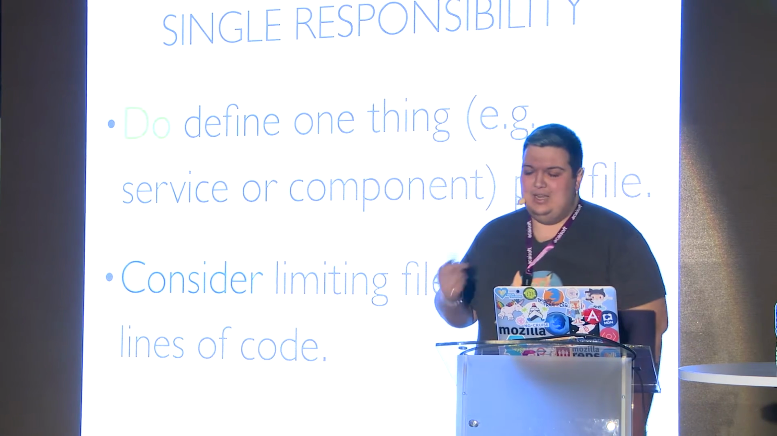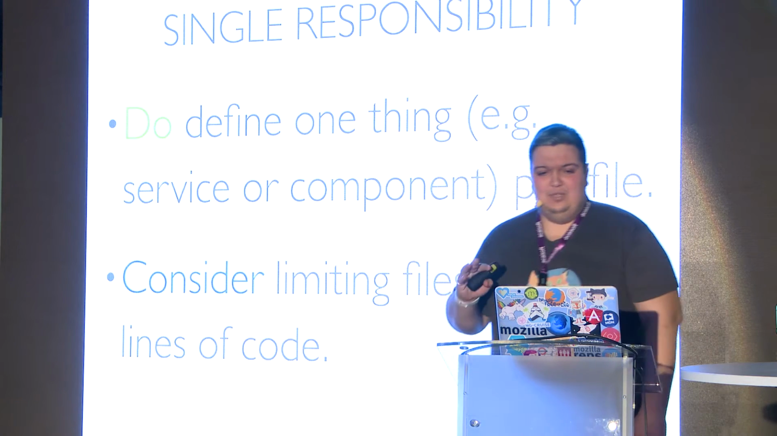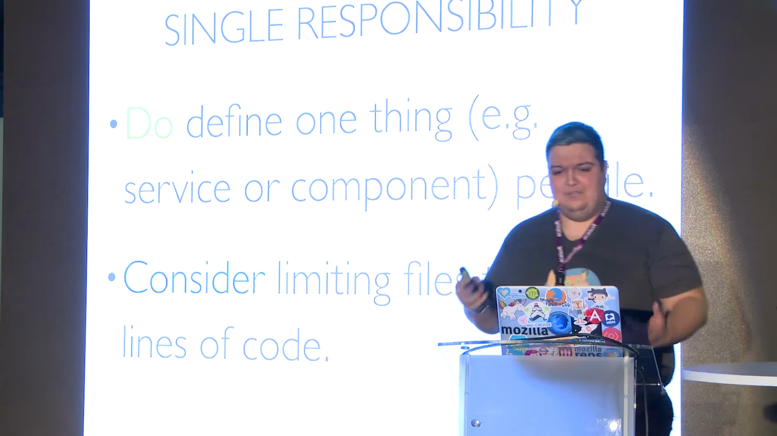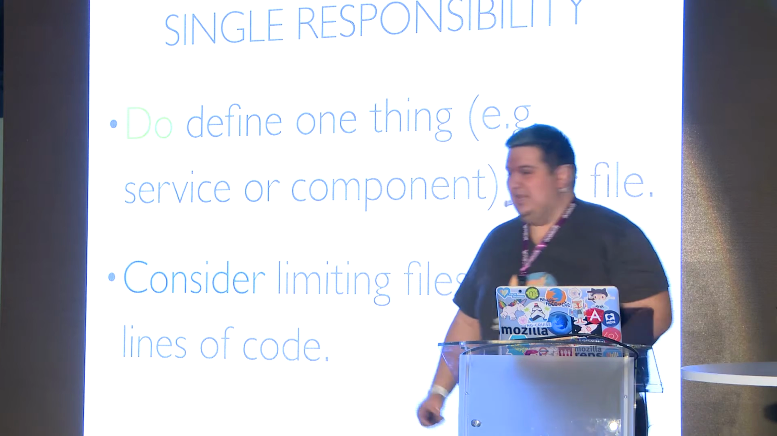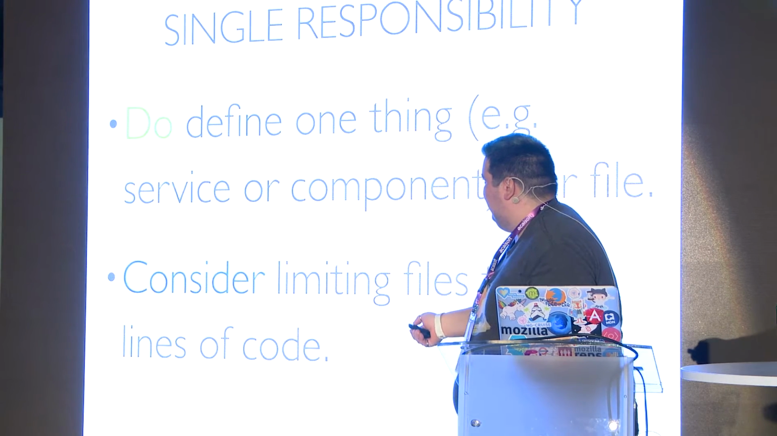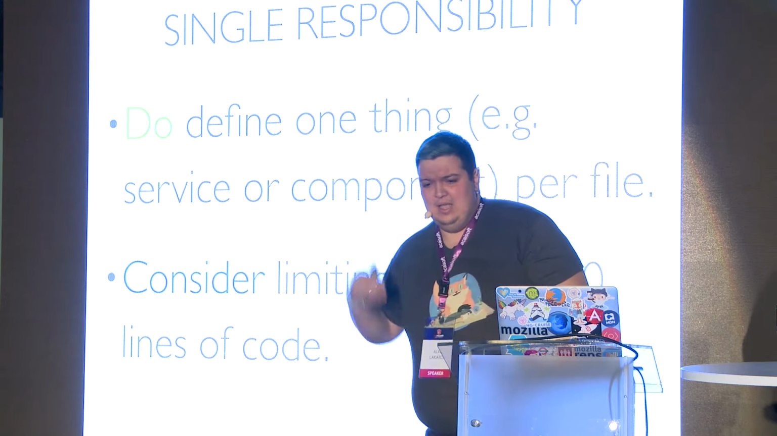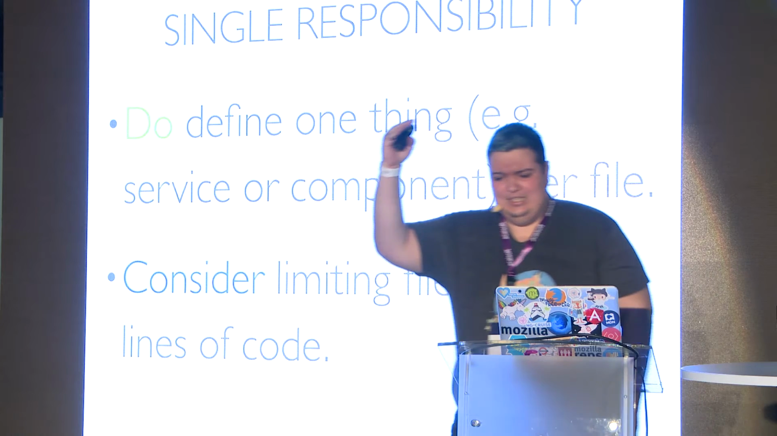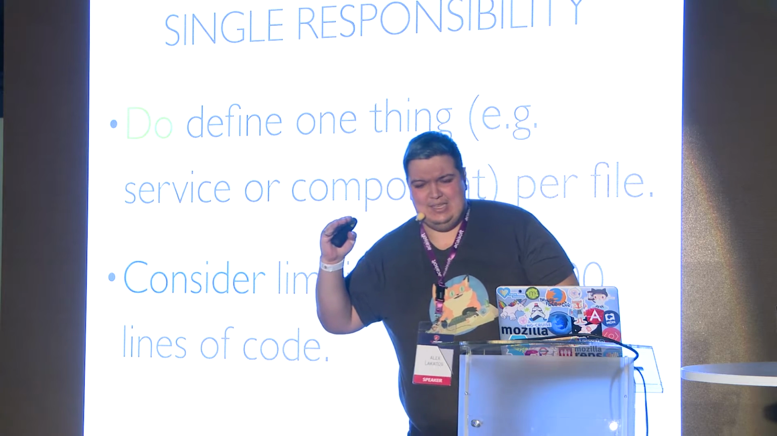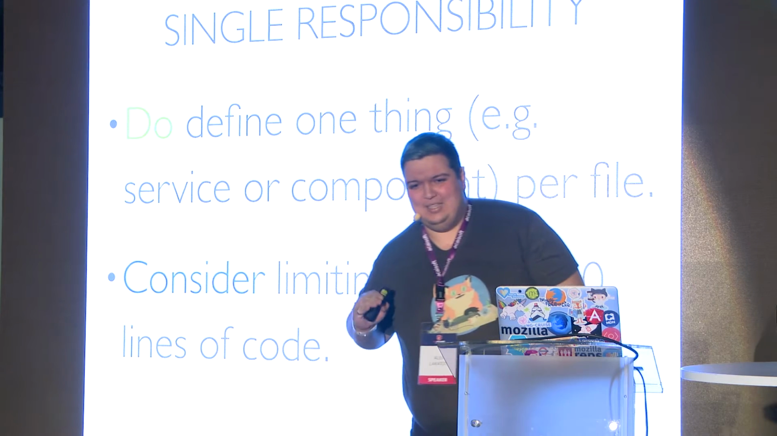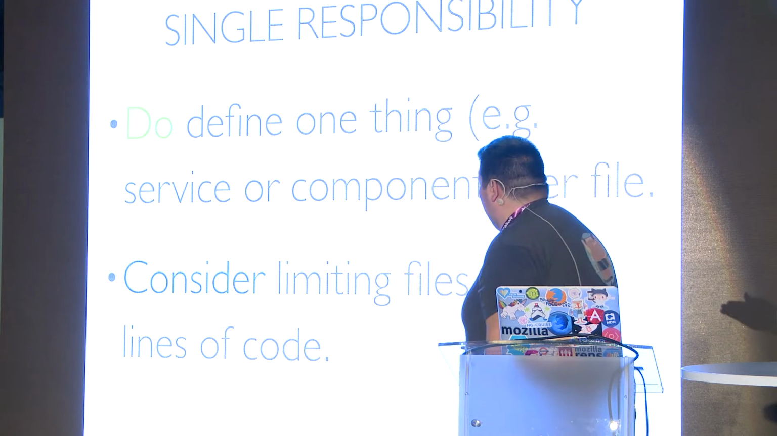So we're going to talk about single responsibility, and when it comes to that, we only have a couple of rules. One of them is do define one thing, like a service or a component, per file. And we try to limit ourselves to 400 lines of code. Now, you're going to see throughout my presentation green for do, blue for consider, and red for avoid. That basically means we try to do this. We're considering doing this on a case-by-case basis, and we do try our very best to avoid this kind of behavior because they're anti-patterns.